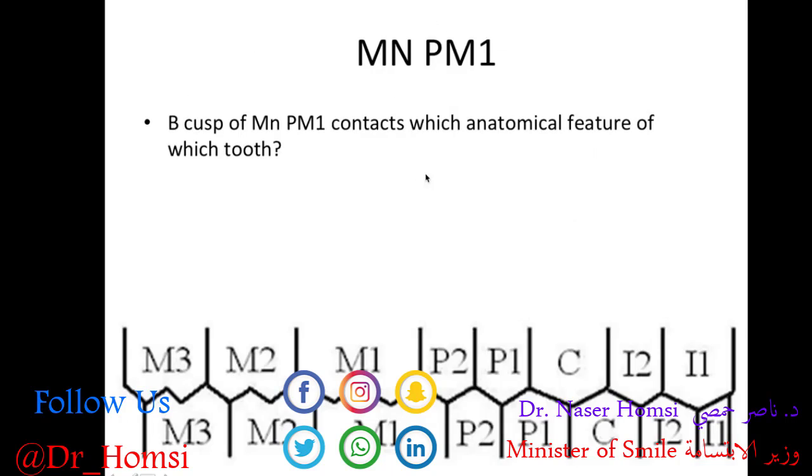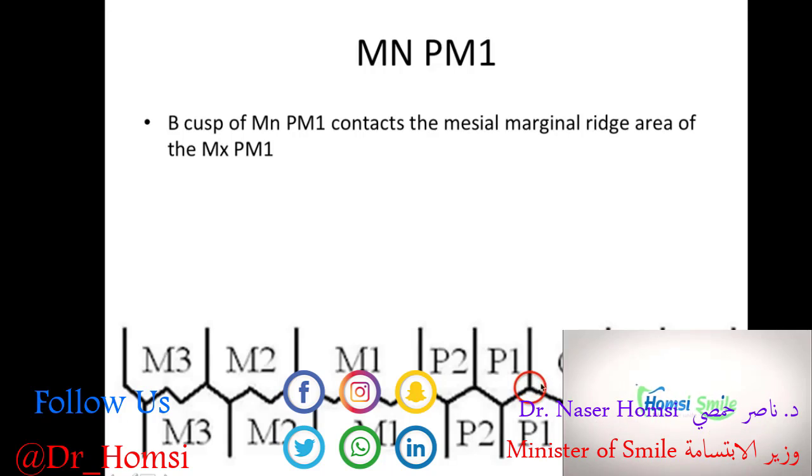The mandibular first premolar. So right here, the buccal cusp of the mandibular first premolar contacts which anatomical feature of which tooth? Okay, so here we go. It's going to be contacting the mesial marginal ridge of the first premolar. We could also say the distal marginal ridge of the canine.